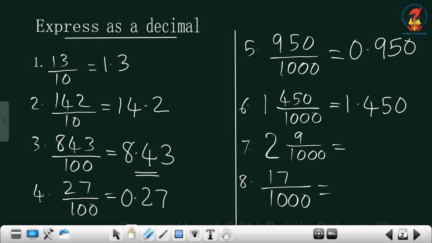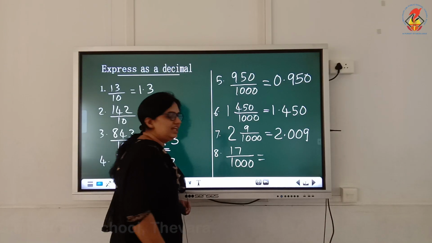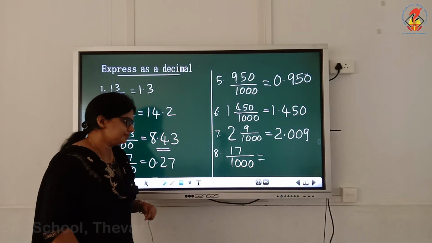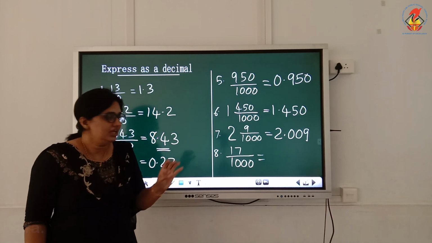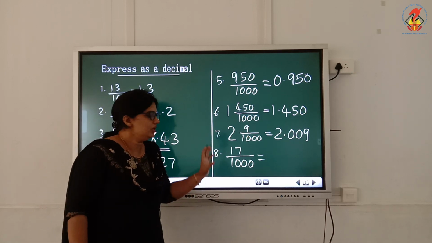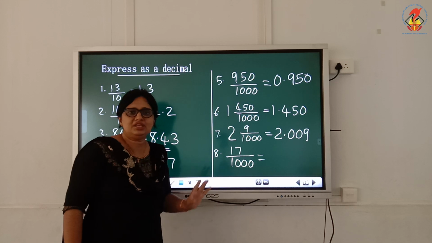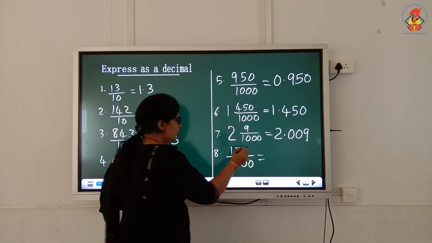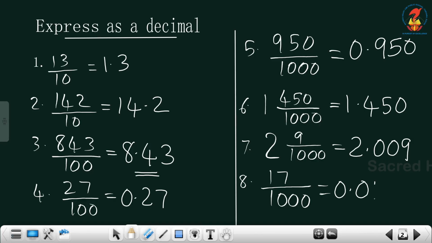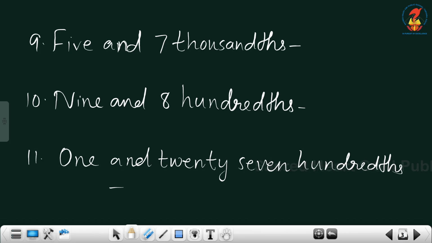So, the next one is, here 2 is the whole number, 9 by 1000, that is 2.009, because we need 3 decimal places there. So, the next one is 17 by 1000 only. Here the whole number part is 0, but 17 by 1000, how can we write? Here we need 3 decimal places. So, 0.017. Okay. Is it clear, children?